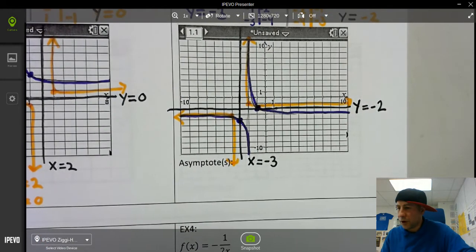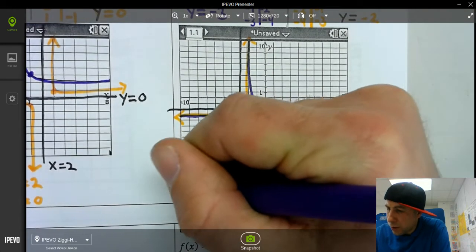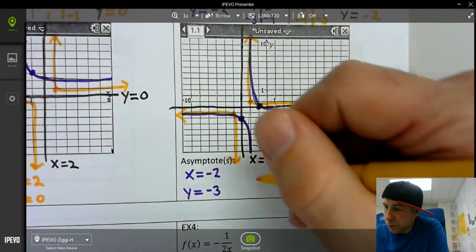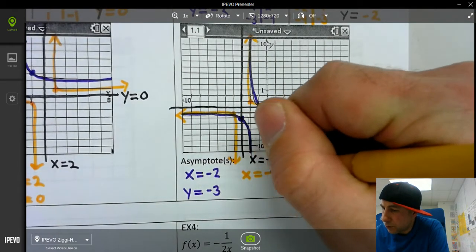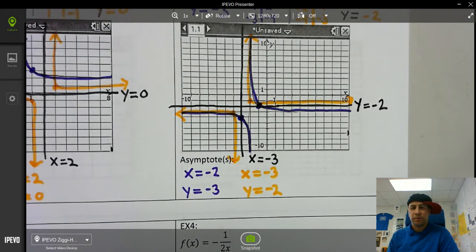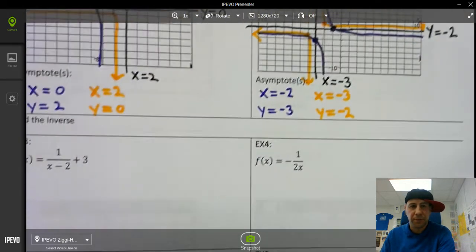So our asymptotes are x equals negative 2, y equals negative 3, and x equals negative 3, and y equals negative 2. All right, so that finishes up example 2. All right, let's look at example 3.